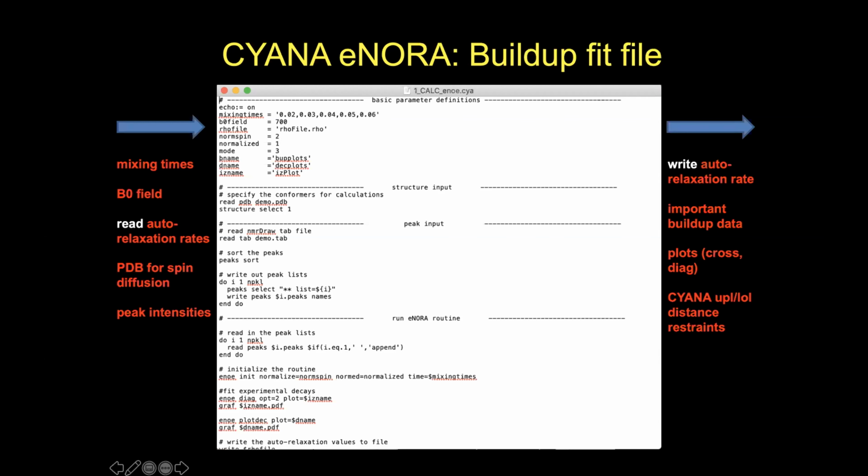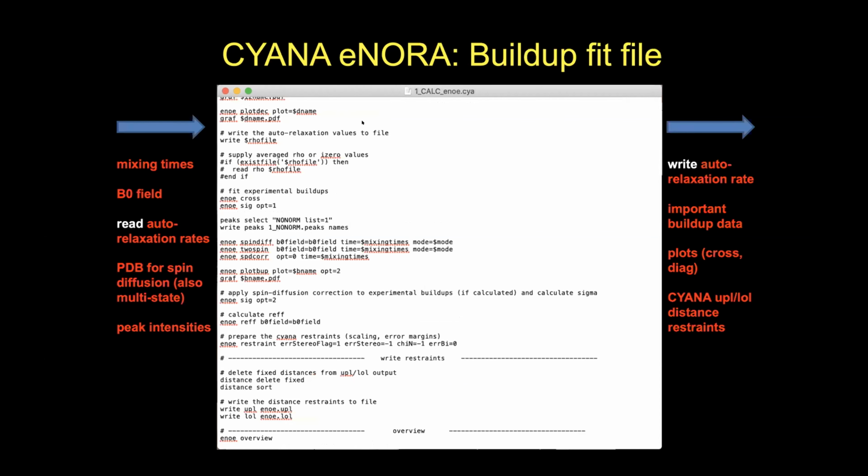And let me scroll down in the script. Then it will write the obtained parameters into this row file. And then you will do the fit for the buildups. So this will be then the ENOE cross command. Then it will apply the spin diffusion correction, which is this block here. And then it will plot your buildups.